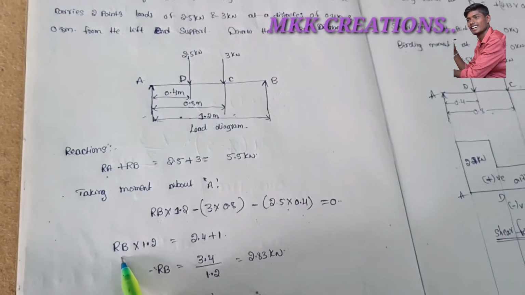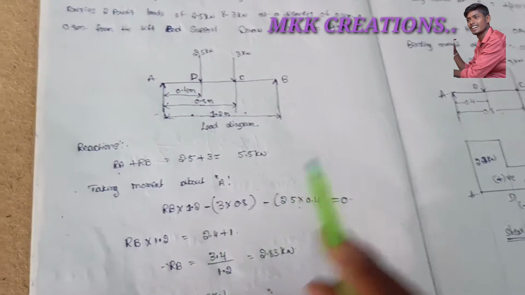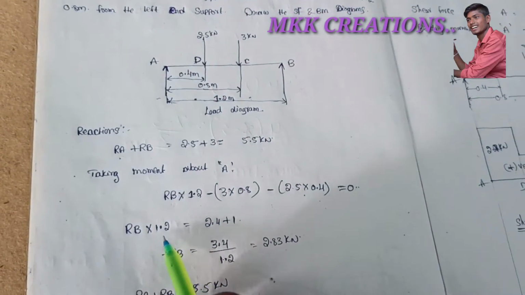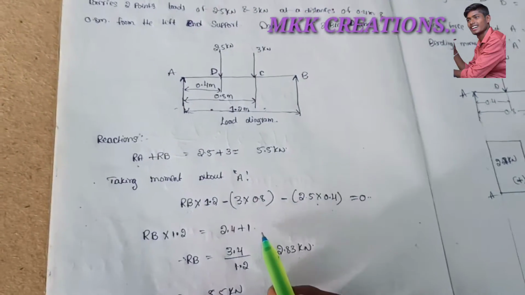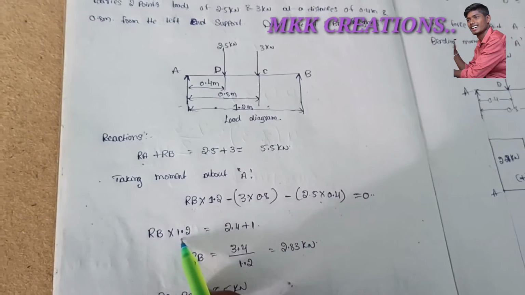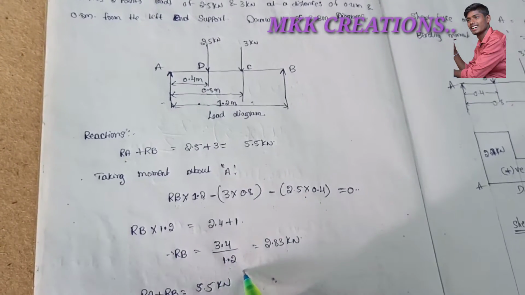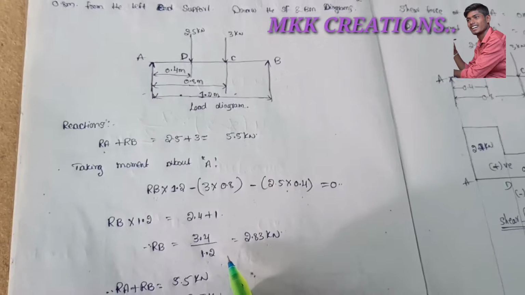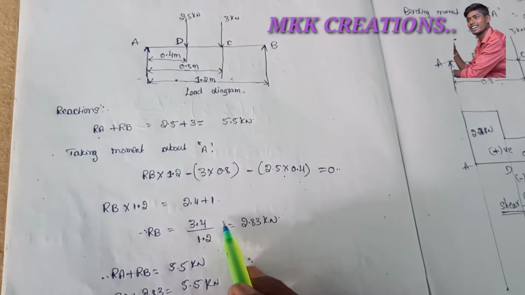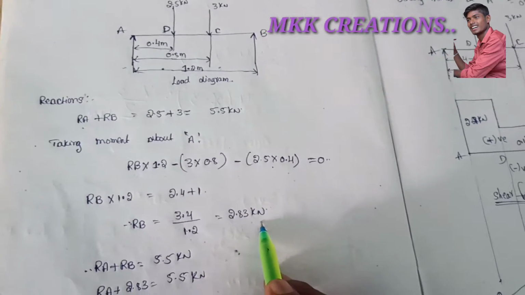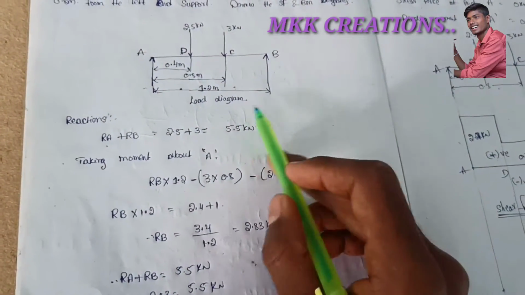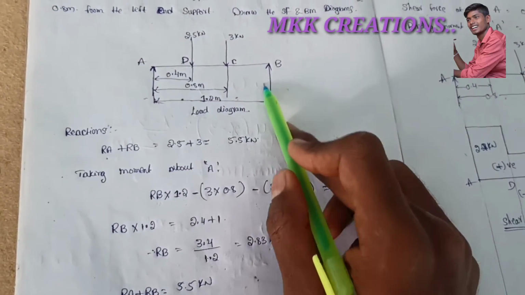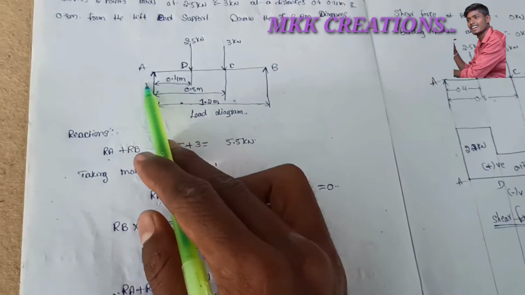And next, Rb into 1.2 is equal to 3.4. The unknown is Rb, so Rb is equal to 3.4 divided by 1.2. The 1.2 becomes the denominator, and it becomes a divider. 3.4 divided by 1.2 equals 2.83 kilonewtons. This is the reaction. After finding Rb, we got the Rb value, and the unknown is the Ra value.